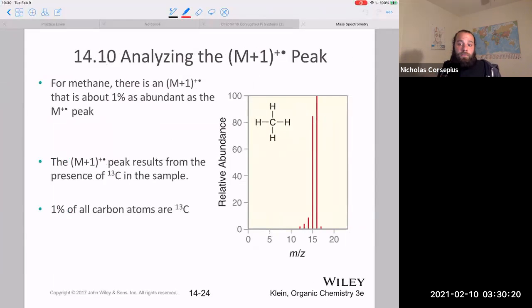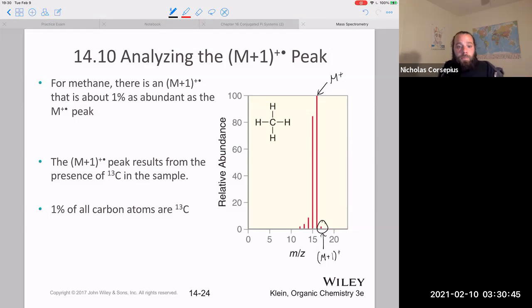So again, the first thing that we're going to do is identify our base peak and then our molecular ion peak. The molecular ion peak being really important because that corresponds to the molar mass of the compound, okay? And we said that the molecular ion peak is always going to be just to the left of this other really baby peak, the M+1 peak, okay?